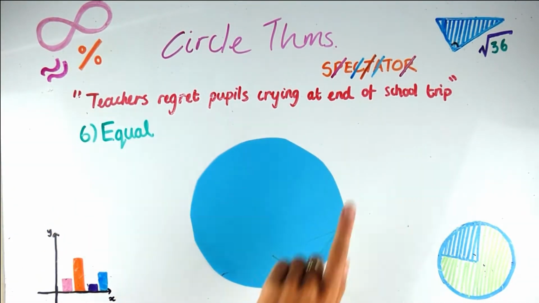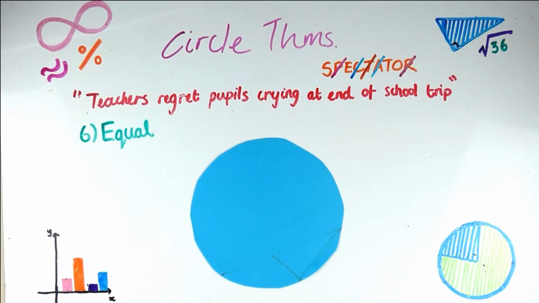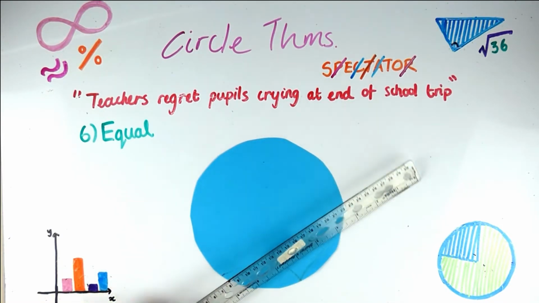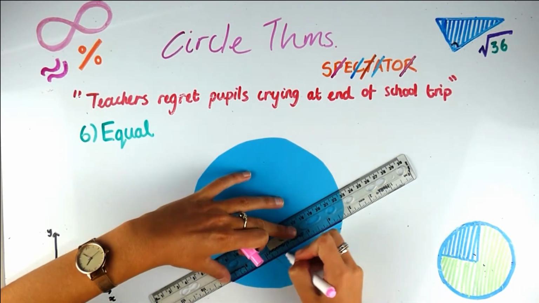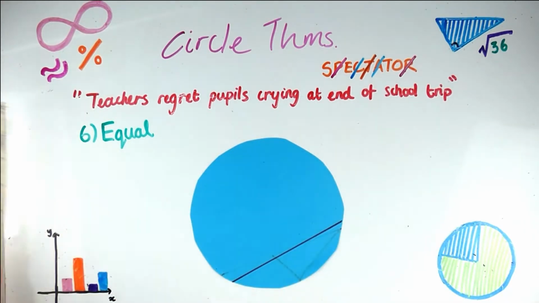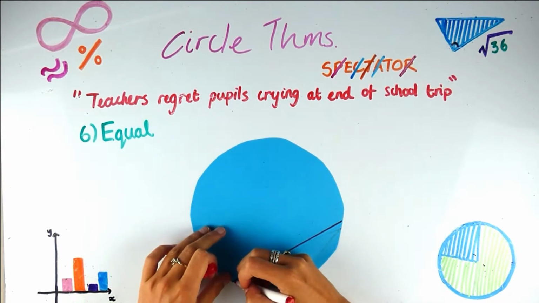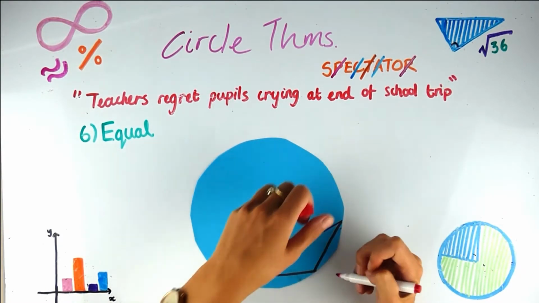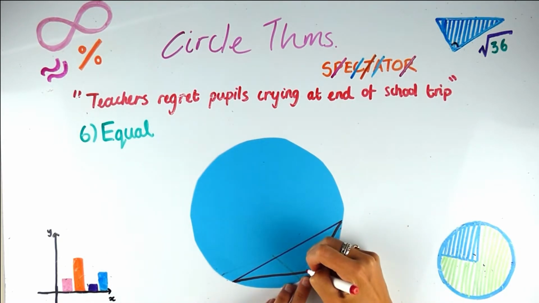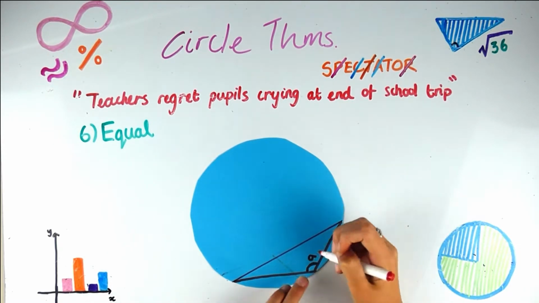Okay, so the E for N stands for equal for circle theorem 6, and that equal is the angles in the same segment are equal. So first of all, let's draw a segment, which is like a piece of an orange here. And so angles in the same segment are equal. So if I just draw 2 lines coming off there, and I'm going to call that angle A.